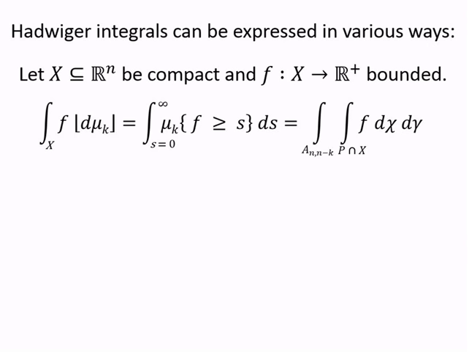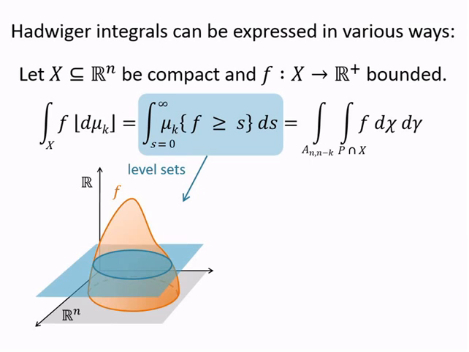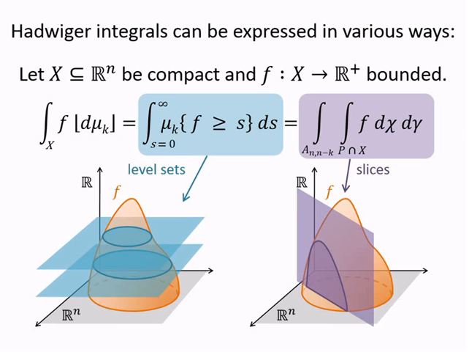I can express the Euler integral in this way, in terms of a Lebesgue integral over level sets. This is similar to the formula I had for the Euler integral. Or I can do this thing that reminds us of Hadwiger's formula. I integrate over the affine Grassmannian of the domain, and I look at the Euler characteristic of the intersection. So really the Euler integral of the intersections. And I can express or compute Hadwiger integrals this way.